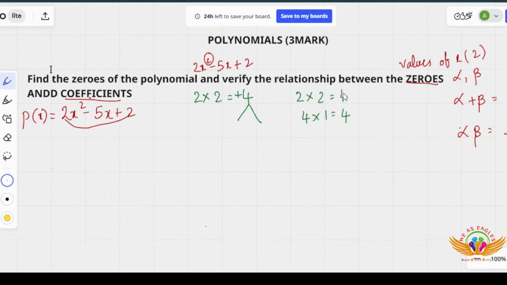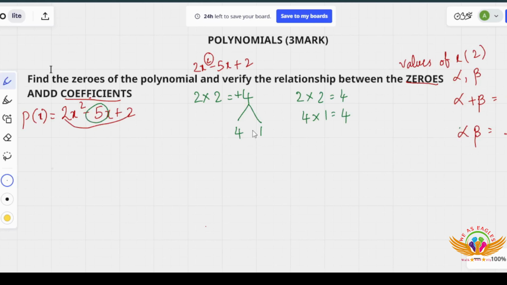Now you need to choose any one of the factors that will suit you. When you add the two numbers, you need to get minus 5. So when I go with 2 twos are 4, 2 plus 2 is 4 and doesn't suit with minus 5. So I am choosing 4 ones are 4. So when I add, it is 5. But I want to get minus 5.